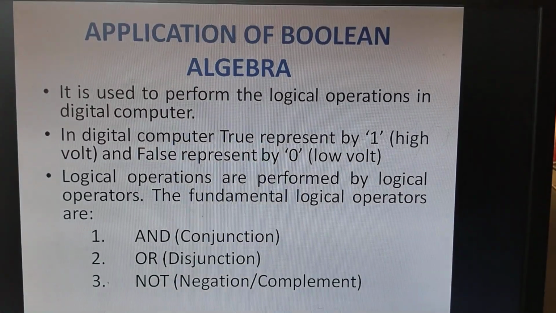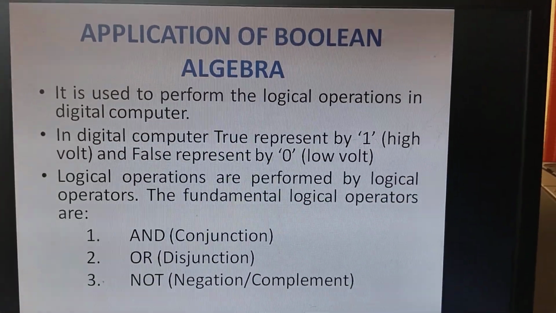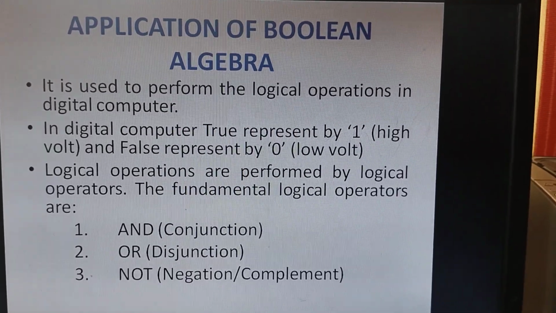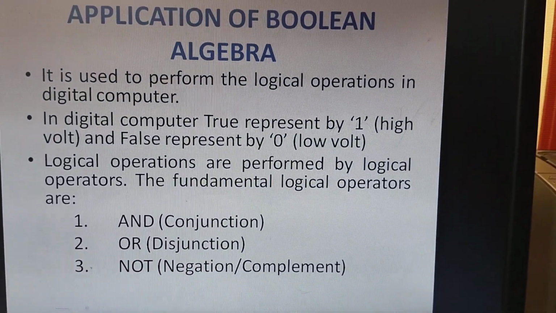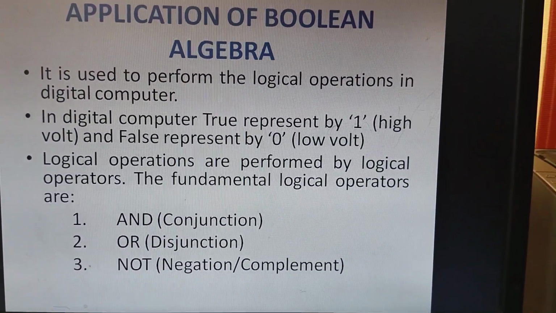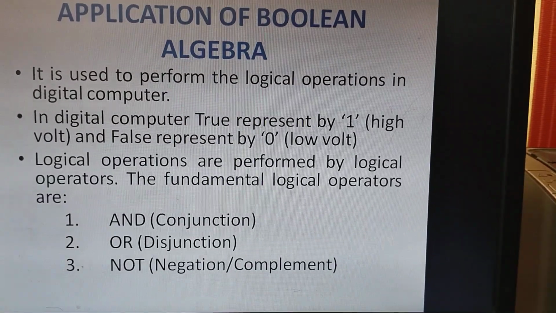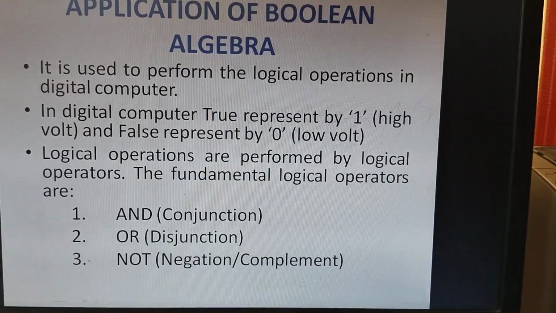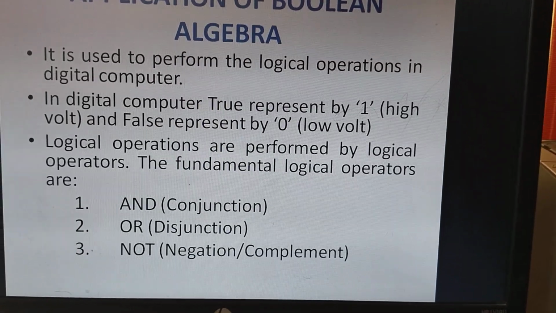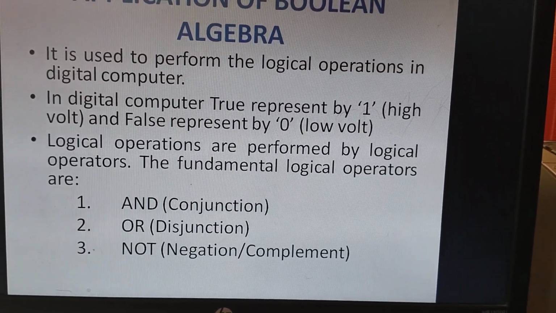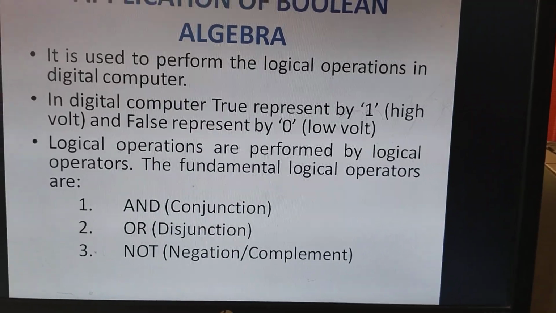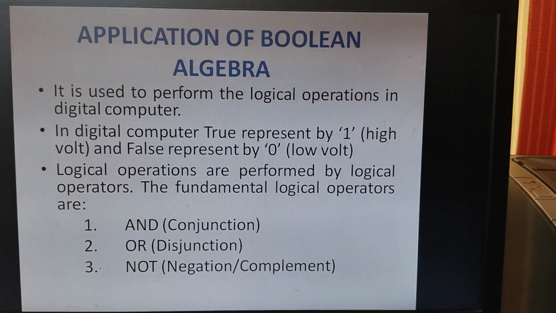Next, what are the applications of Boolean algebra? It is used to perform the logical operations in digital computers. In digital computers, true is represented by 1, that is a high volt, and false is represented by 0, that is a low volt. The logical operations performed are AND, that is conjunction, OR, that is disjunction, and the next one is NOT, that is negation or complement.